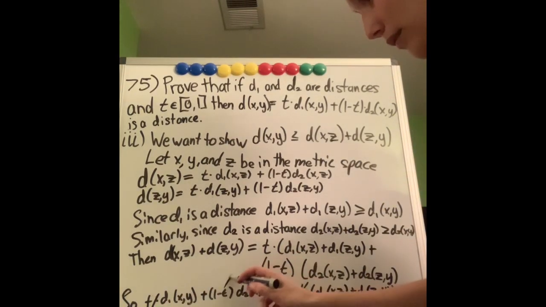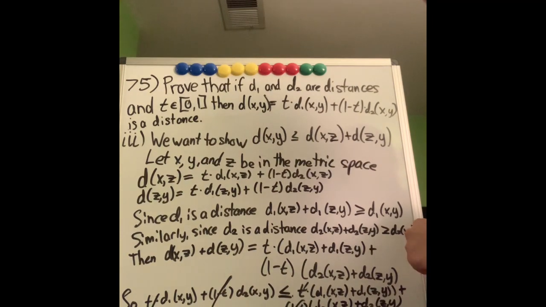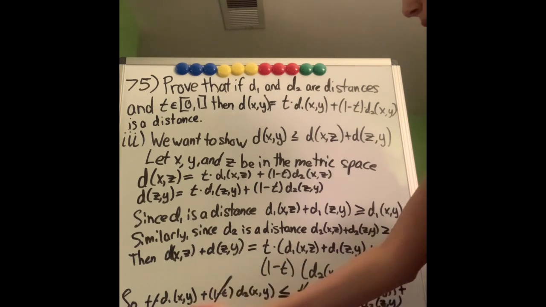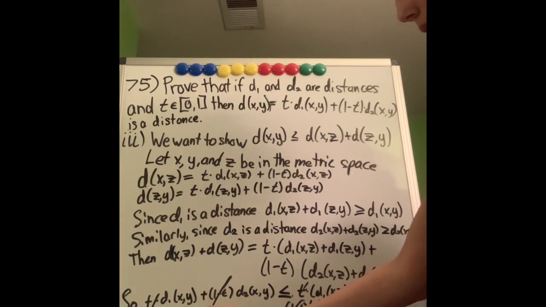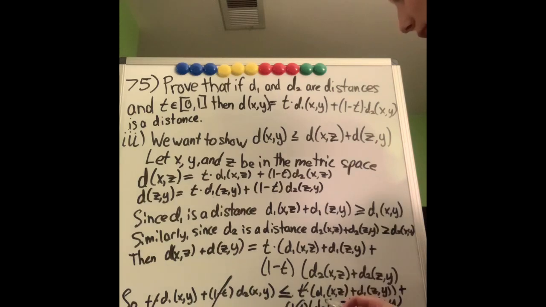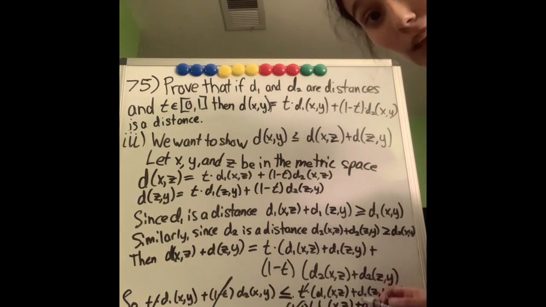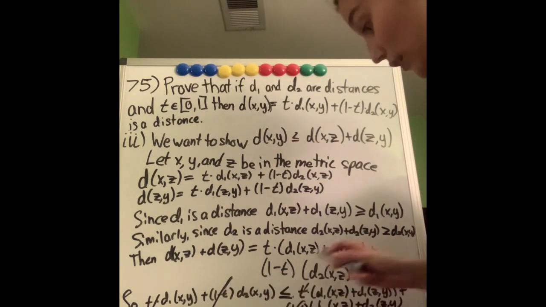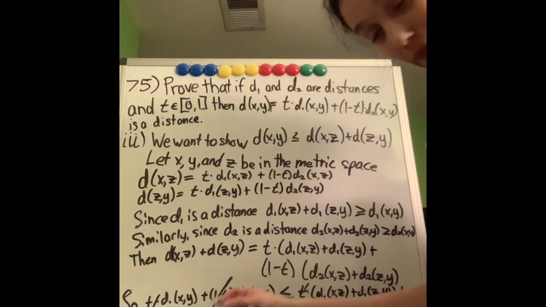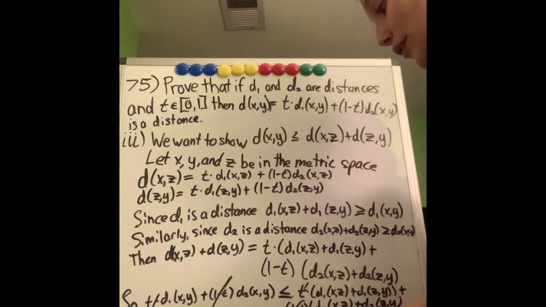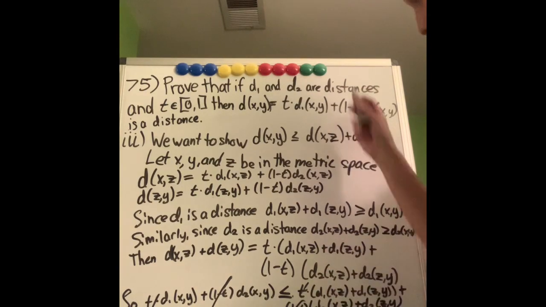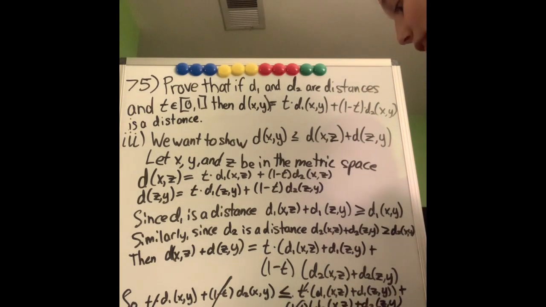When you're looking at, is this less than or equal to? We know that d1(x,z) plus d1(z,y) is greater than or equal to d1(x,y). We also know that d2(x,z) plus d2(z,y) is greater than or equal to d2(x,y). So these two things are greater than both of these two things, so this whole expression is greater than this one. Therefore, the distance from x to y, because this is what we have up here, is less than or equal to the distance from x to z plus the distance from z to y.